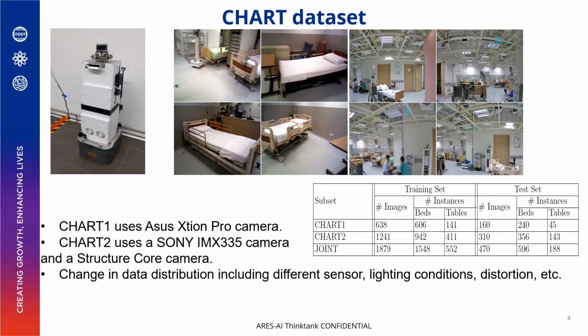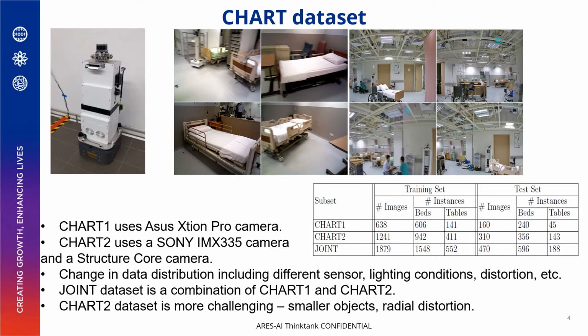To give a bit more detail on the amount of data collected, for chart 1 we have about 800 images, and for chart 2 we have about 1500 images. This data has been divided into train and test with roughly a split of 80 to 20, and the number of instances for beds and tables has also been provided. The joint dataset is essentially just a combination of chart 1 and chart 2: the entire training set added together and the entire test set added together.